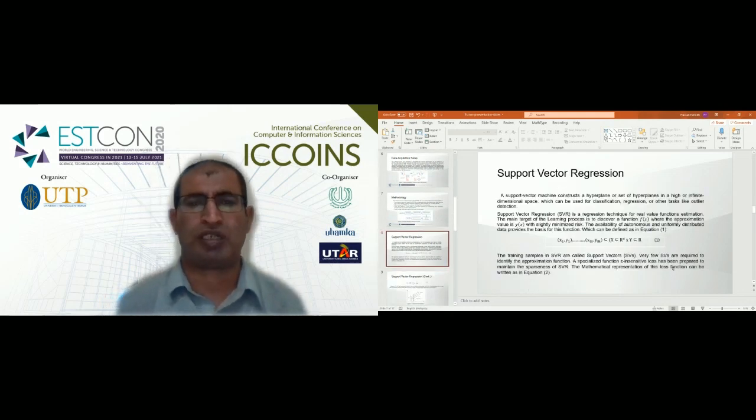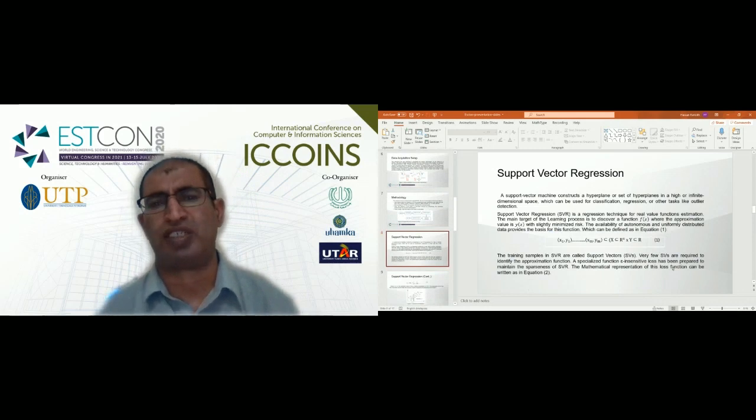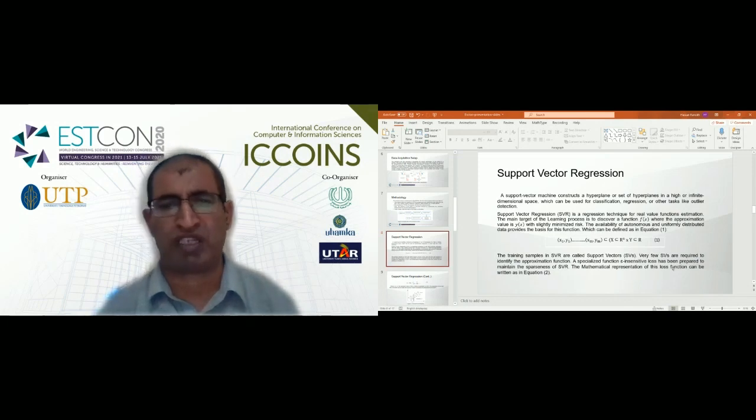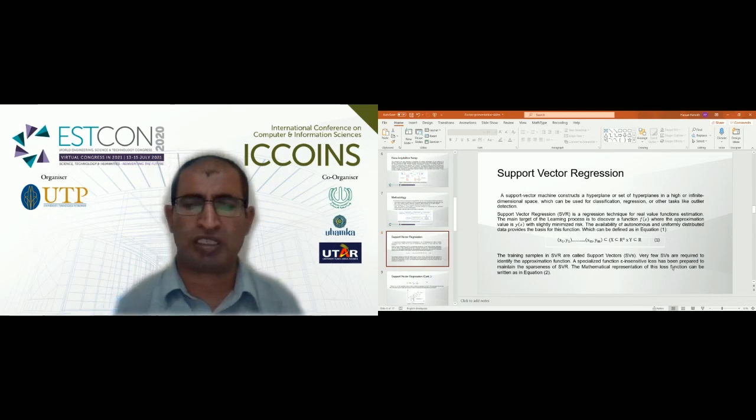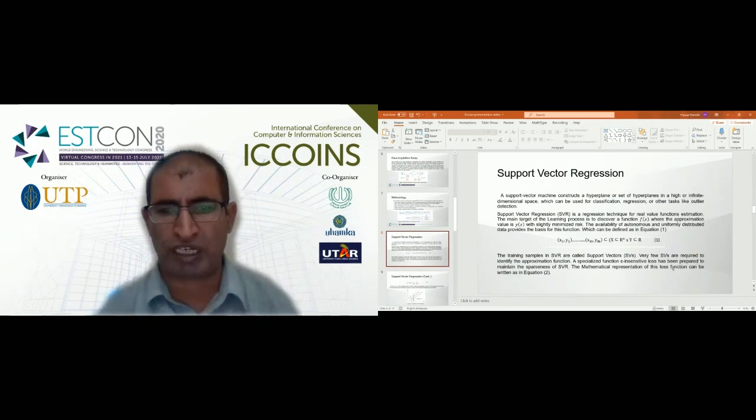Support vector regression is used to construct a hyperplane or set of hyperplanes in a high or infinite dimensional space, which can be used for classification, regression, or other tasks like outlier detection. Support vector machine is a regression technique for real value function estimation. The main target of the learning process is to discover a function where the approximation value is slightly minimized risk. So this is the equation for support vector regression.